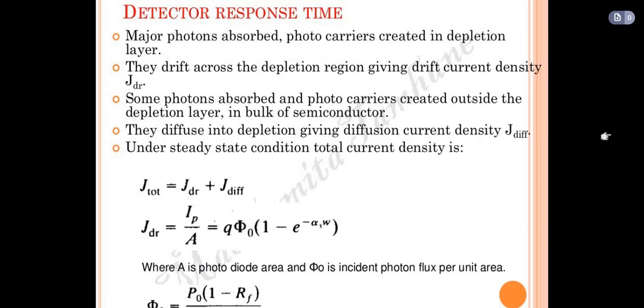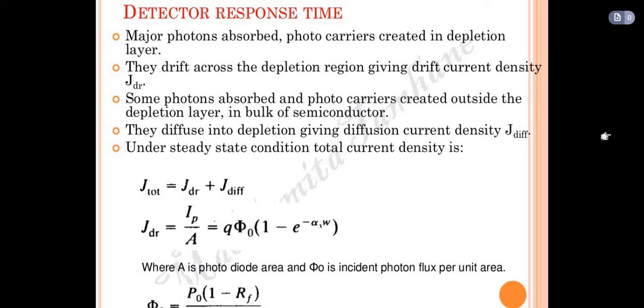Detector response time can be obtained by taking the major photon that is going to absorb the current, the photon carrier current in the depletion layer, based on the phenomena, whatever values we want to find out, by taking the drift. How do we get the drift in the depletion region, students? By taking the drift current density J of drift. Some photons are going to be absorbed and some photons go outside the depletion layer into the bulk of the semiconductor. Based on that, if you want to find the total current, we can obtain it by using the drift. So first, we take J total.